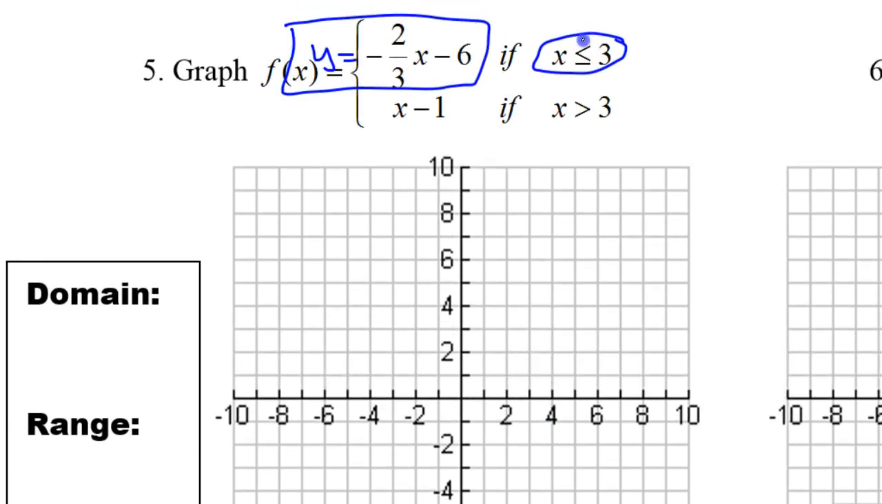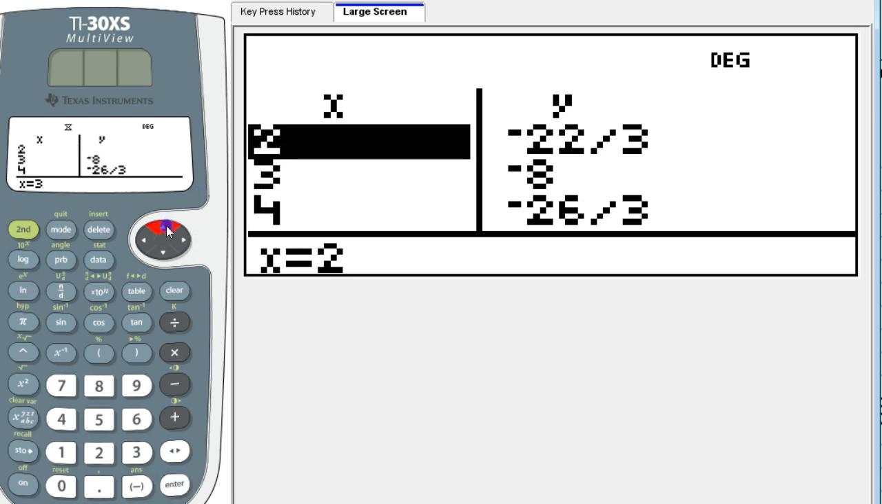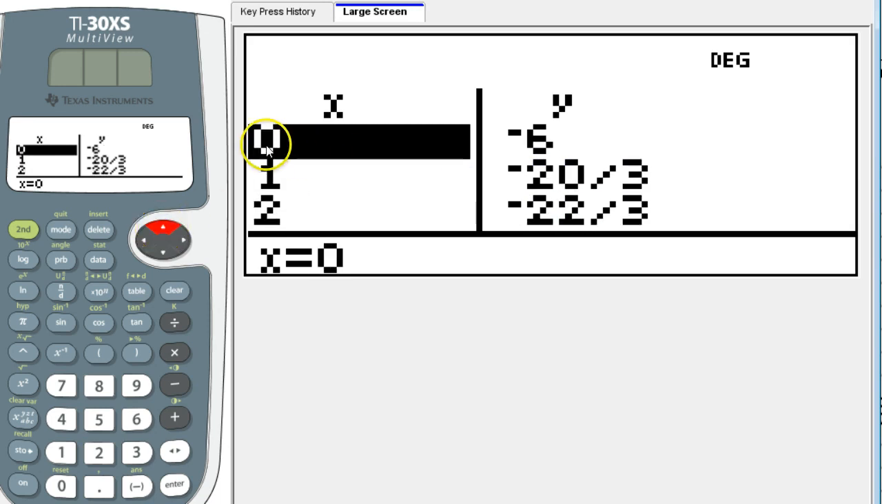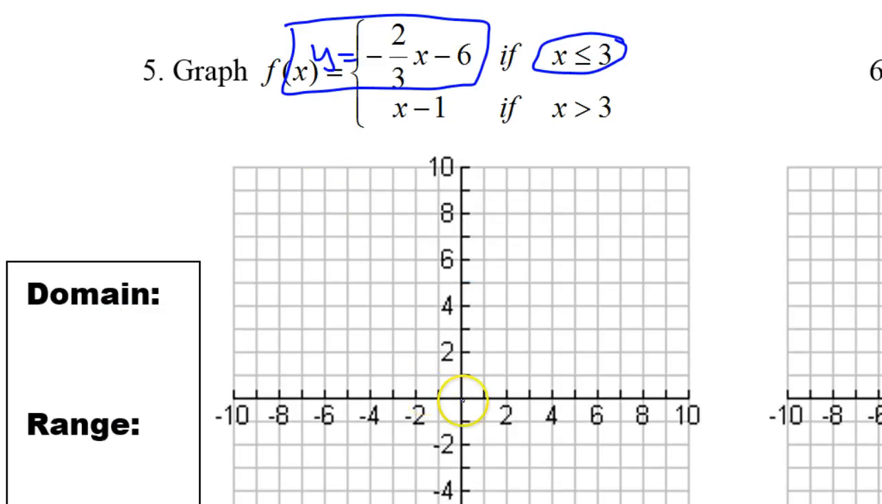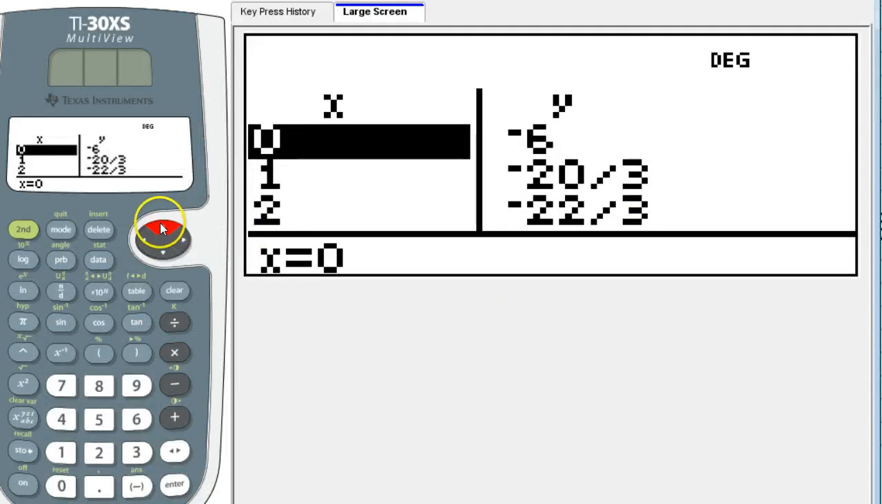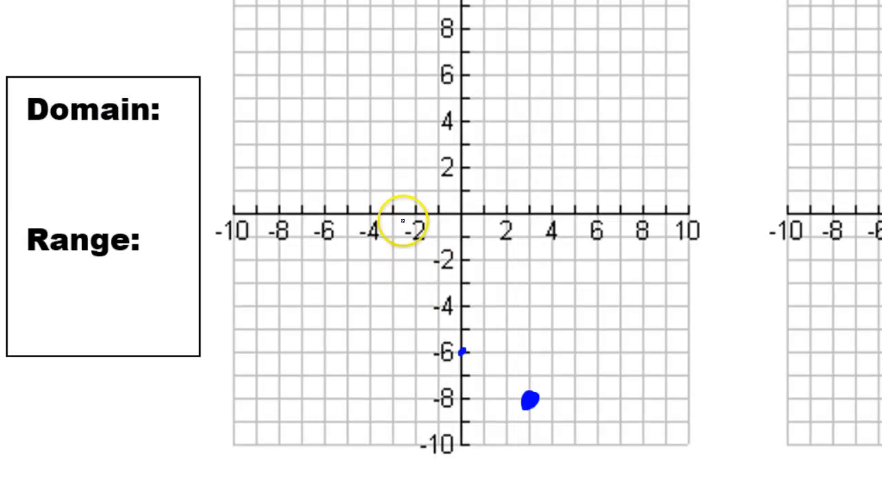Now, I need more points, though. I want points that are less than 3 as well, x values that are less than 3. So on a calculator, lesser values will be above. So for example, 2. Now, I don't like these fractions and such, so I'm going to keep looking. Oh, there we go, like 0 comma negative 6. So 0 comma negative 6 is going to be another point. Let's get one more. All right, negative 3, negative 4 would be 1. So here we go, negative 3, negative 4.